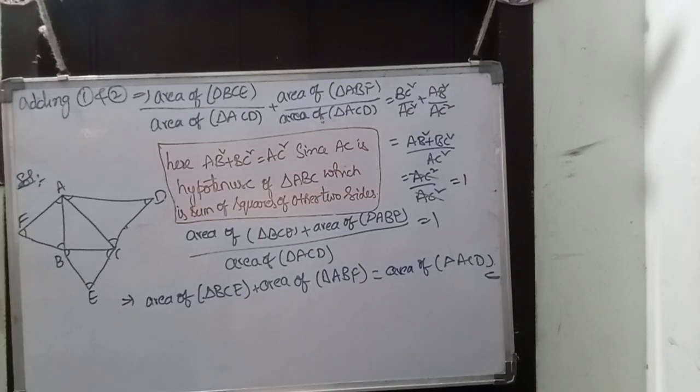You must remember the right angle triangle formula, that is AC square, hypotenuse square, equals AB square plus BC square, that is, the sum of the squares of the other two sides.